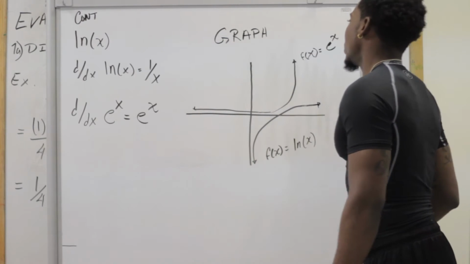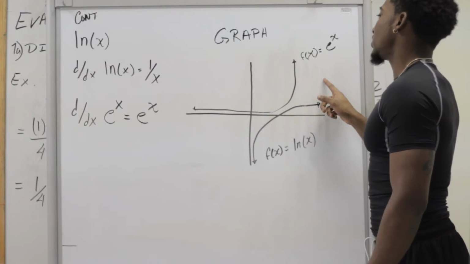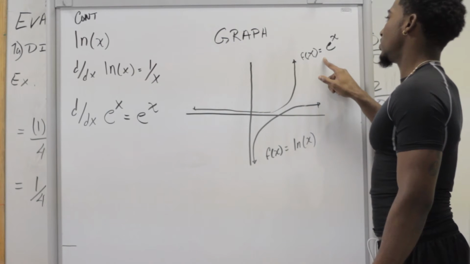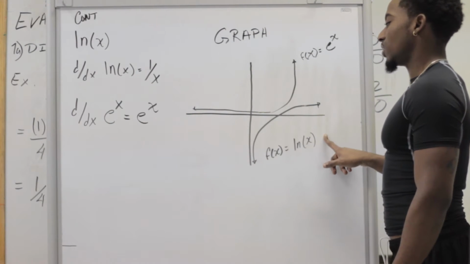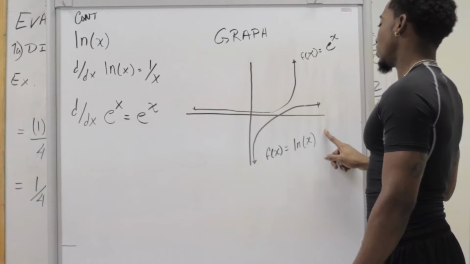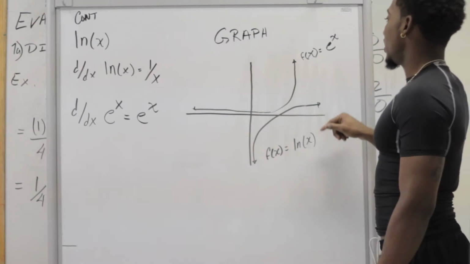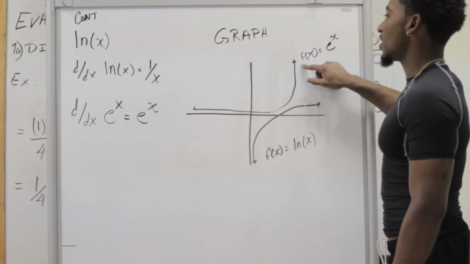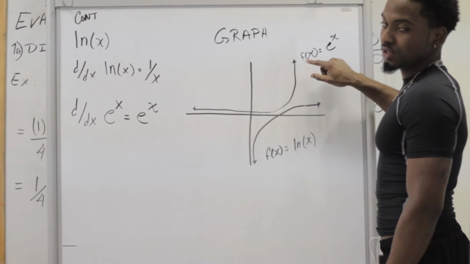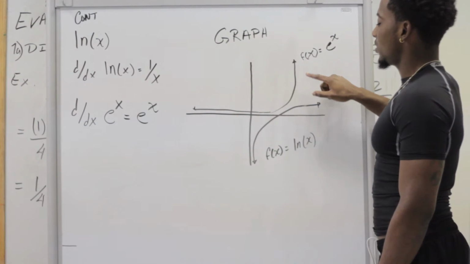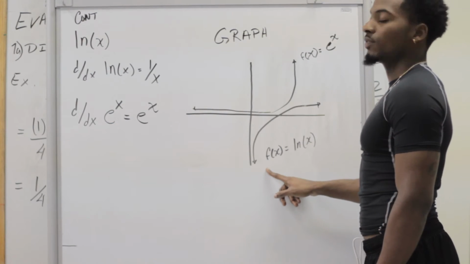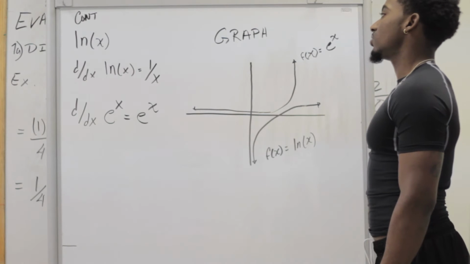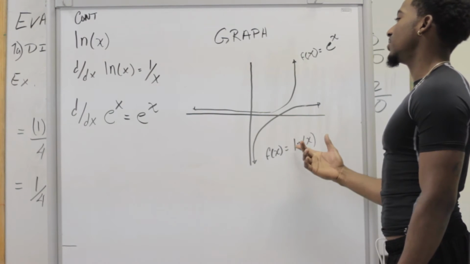Then your next step is to graph the limits. First you graph your limit e to the x, and then second you graph your limit natural log x. And as you can see, after you graph, e to the x is approaching positive infinity, and natural log x is approaching negative infinity. And this is how you graph to find limits.